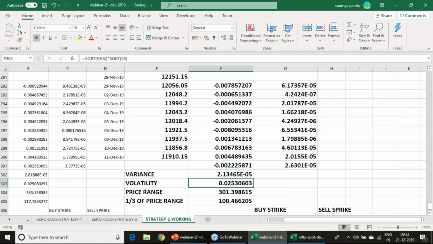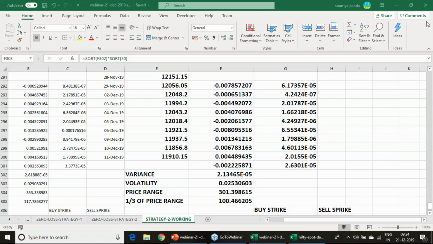So monthly volatility is coming, if you multiply with the 100, it is coming with 2.5%. Once you get this monthly volatility, you multiply the reference price, here the 11th of December, we are going to initiate. So on the 11th of December we are multiplying this 11,910 with this monthly volatility. It is giving us that 301 point of movement.